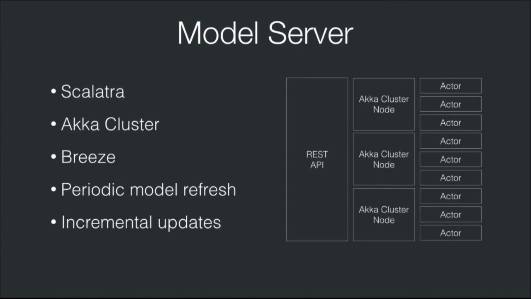The model server itself is a Scalatra REST API front-end. We built everything based on Akka, so we're using Akka clustering, and models are sharded across nodes, which gives us the horizontal scalability we need and the ability to handle thousands of concurrent models. We're using Breeze for linear algebra and computing all the predictions. We use the Akka scheduling infrastructure for scheduling periodic model refreshes from S3, and we're currently working on incremental updates, which will effectively be mini batches, and together with that, caching of results.